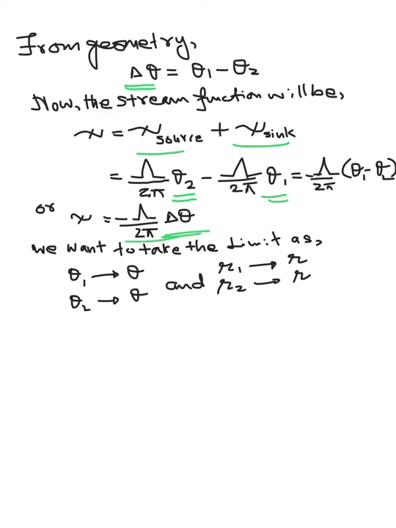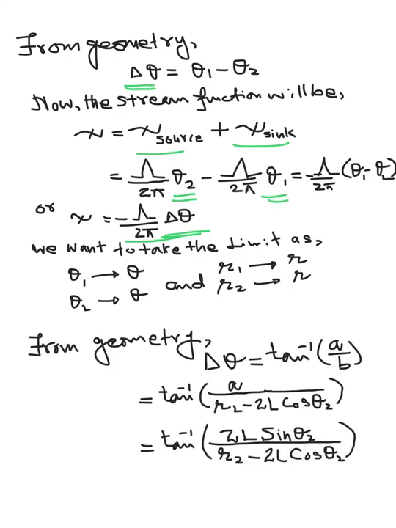Now remember that I mentioned that both sink and source are approaching each other. So if they approach each other, then the angles that they are making, which are theta 1 and theta 2, will be approaching theta. And similarly the distances are also approaching r. Subsequently, I will utilize further details of the geometry to simplify my stream function.